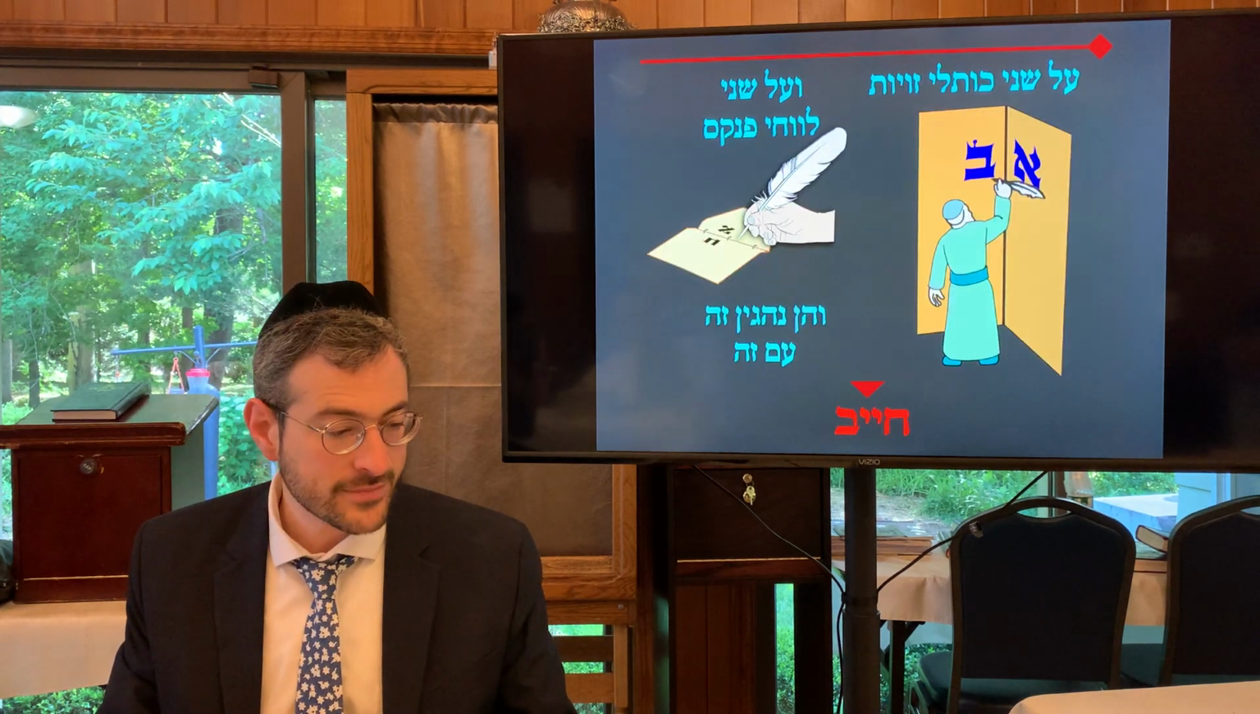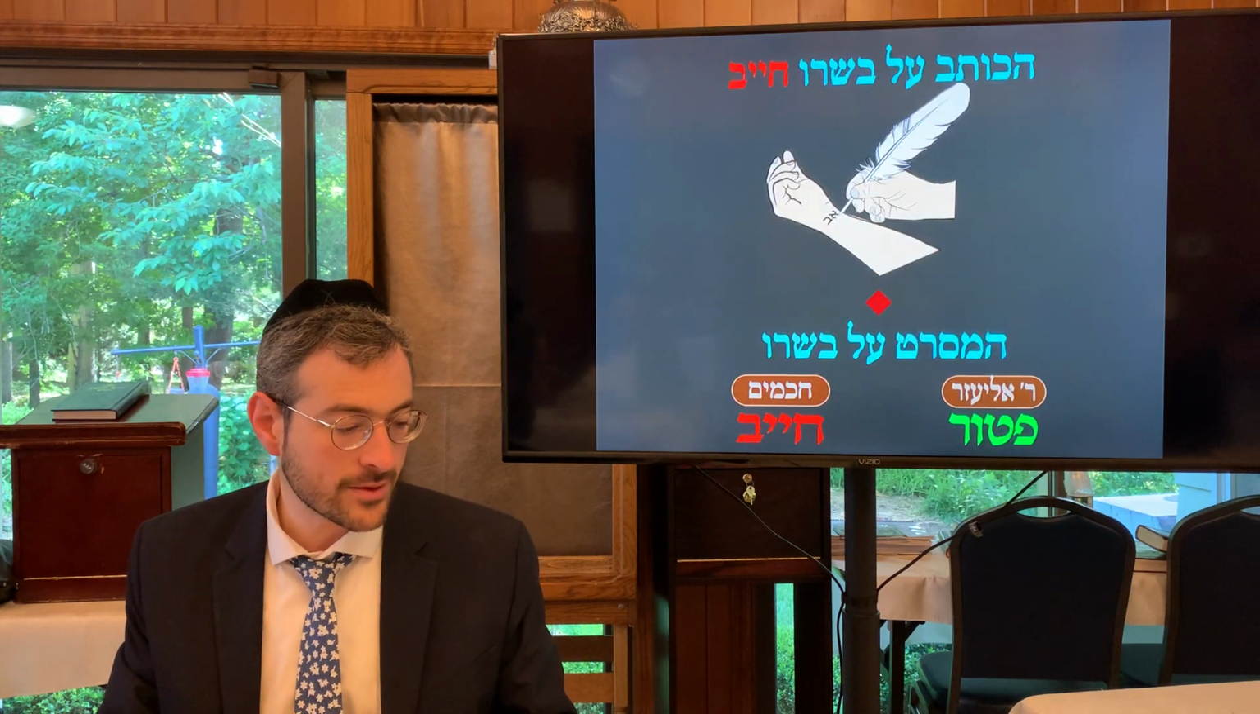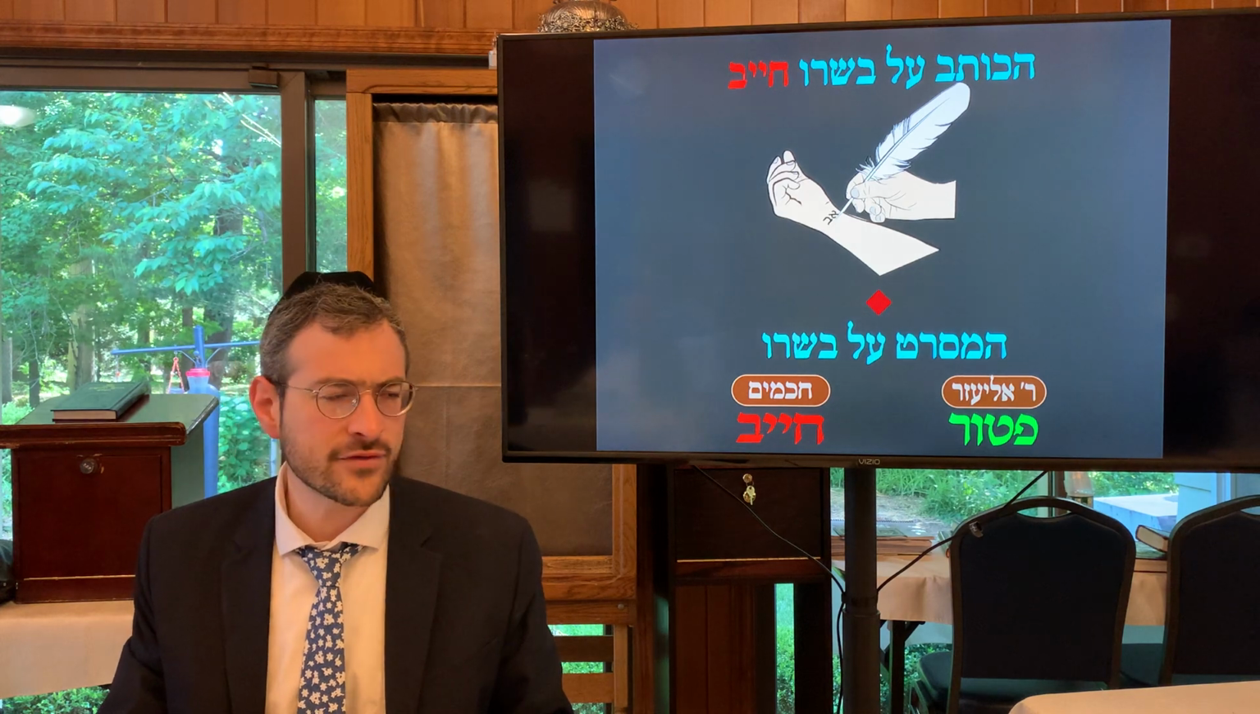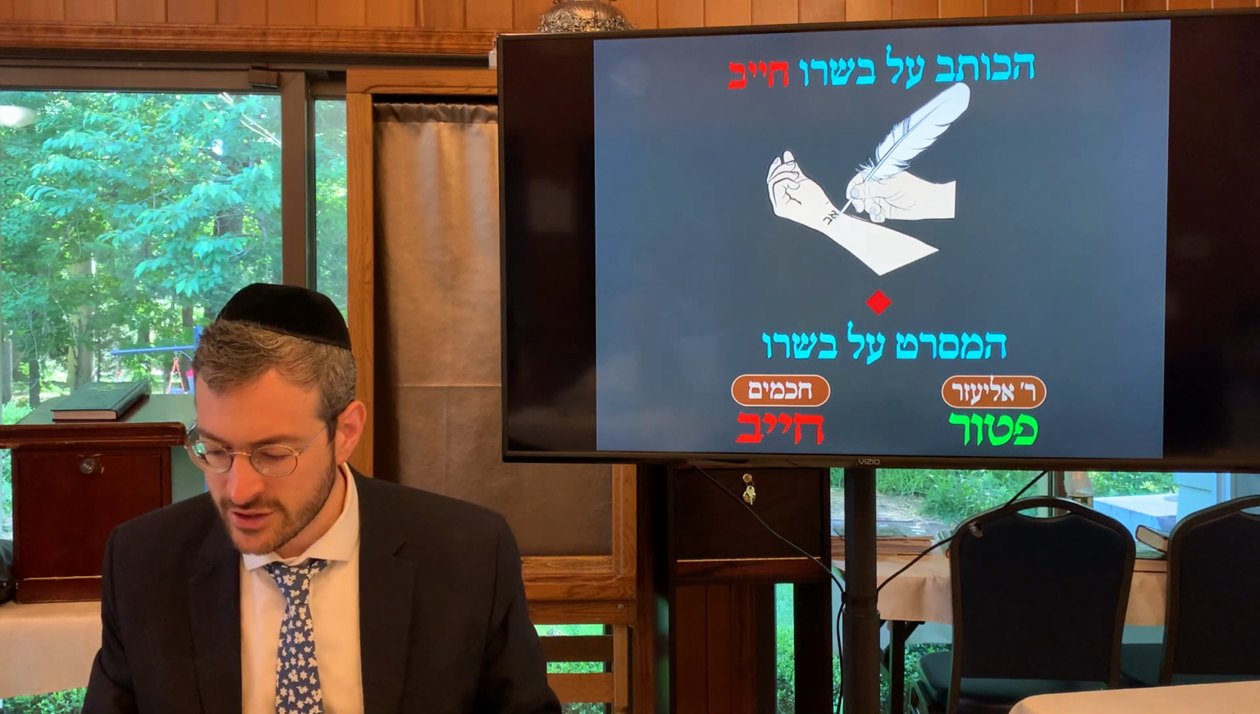Then we said in the Mishnah, hasoret al besaro. We said if someone cuts his flesh, it's a melachah. You're chayiv for writing, tattooing into your flesh on Shabbos.